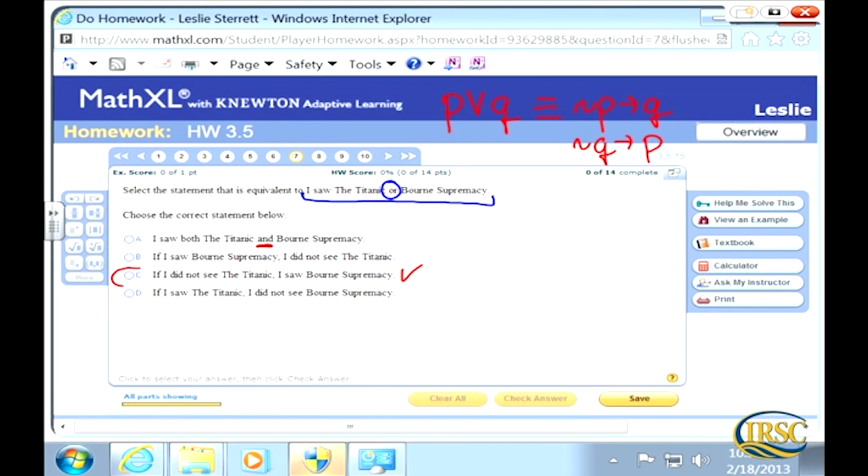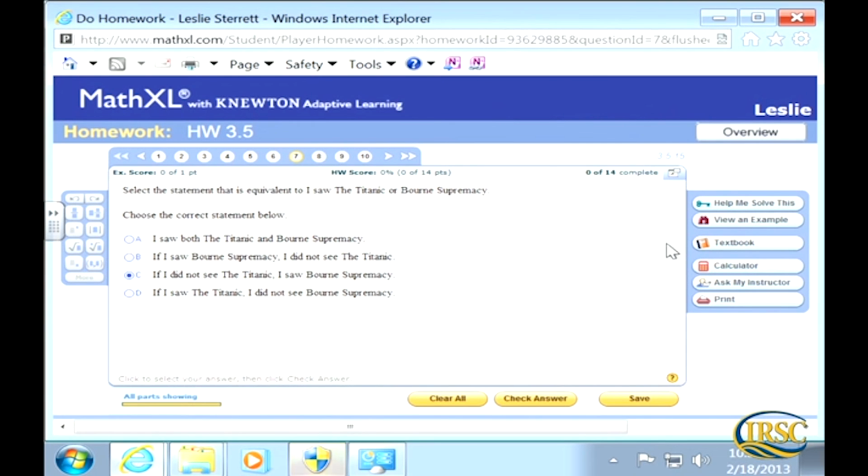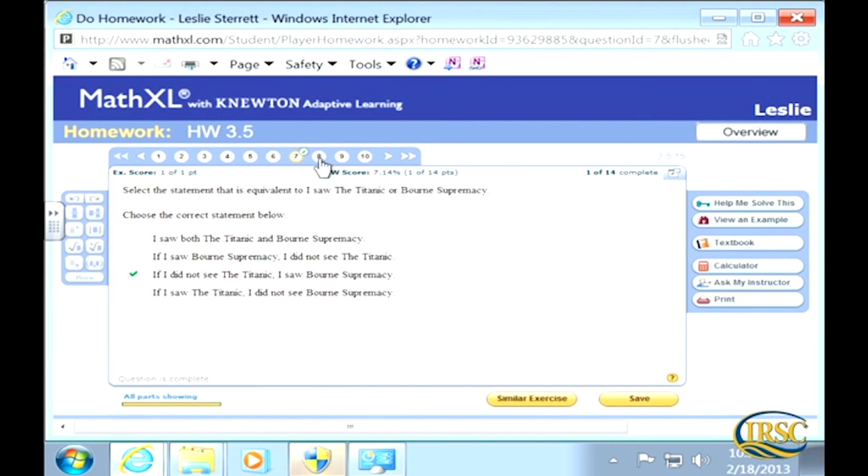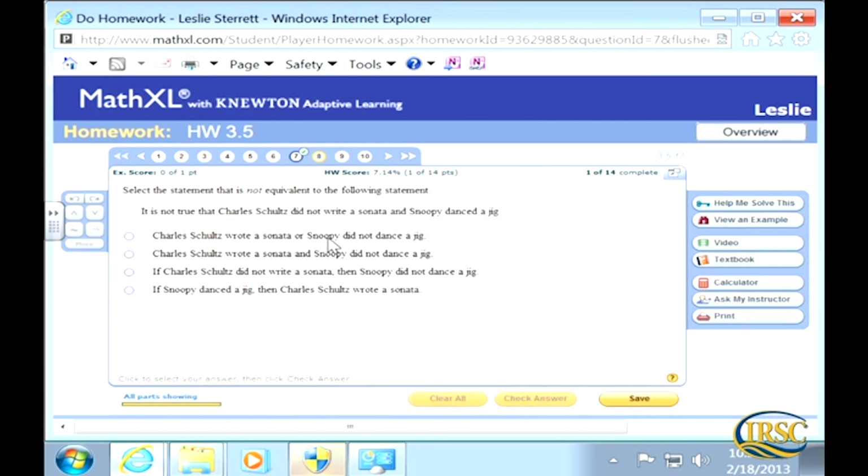So be careful with these or statements, because one of the things we learned about or is that it could become an if-then. So the answer this time was C. Good job. I'm going to pat myself on the back because nobody told me what the answer was.